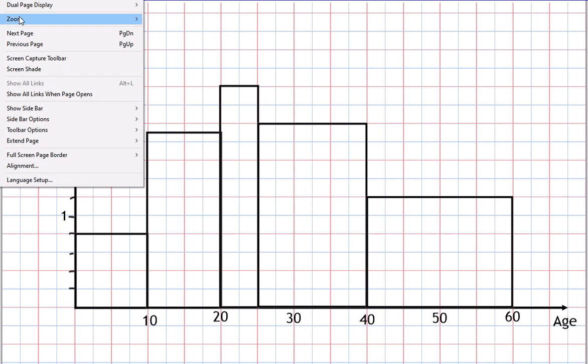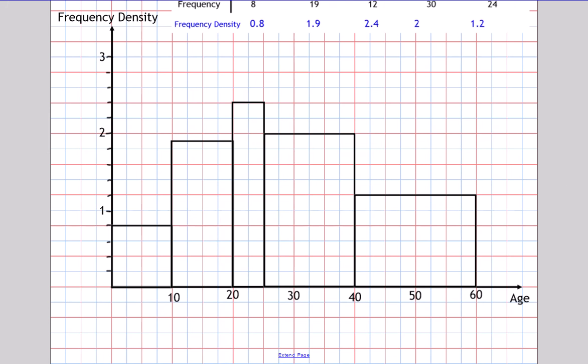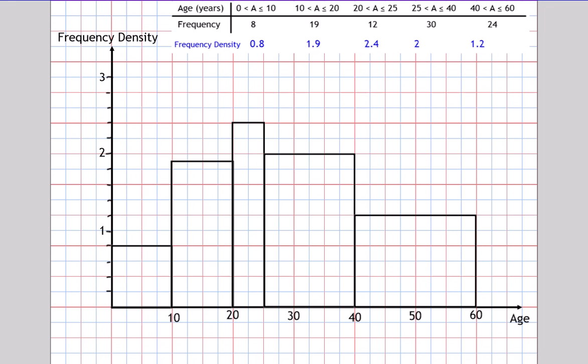Okay, and if I zoom out a little bit so you can see all of that on one page. There's my finished histogram. So the steps were doing frequency divided by width to find the height, which proper name is frequency density, and then drawing the bars the correct widths and the correct heights based on the numbers in the table.